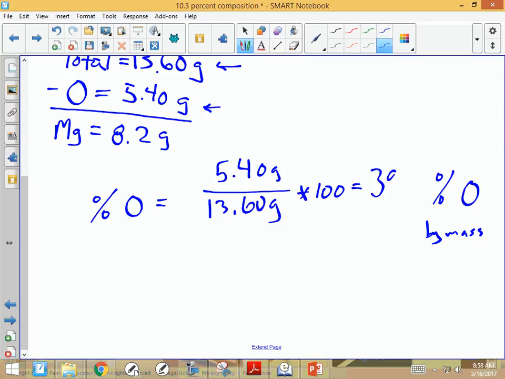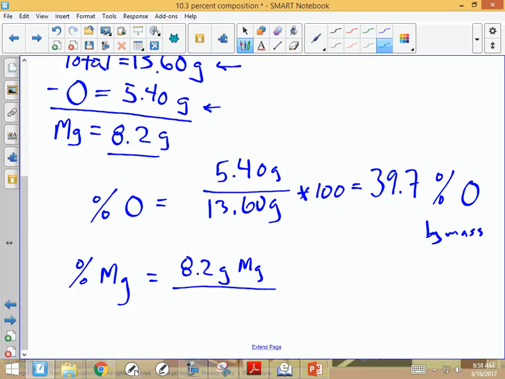And we got 39.7, and that is in the correct number of significant figures because we have 3 significant figures that we should have. Now let's do magnesium. The percent of magnesium in this compound is, let's use our 8.2 from up here. That's the part of this compound which is magnesium, over the whole amount of compound, which again is 13.60 from above. That was given. Times 100 equals the percent of magnesium by mass.